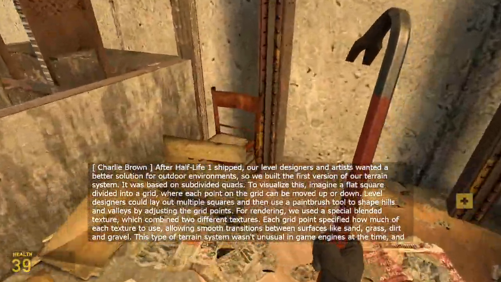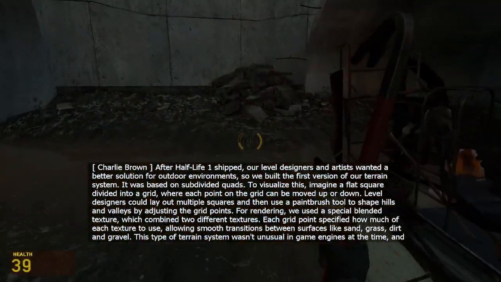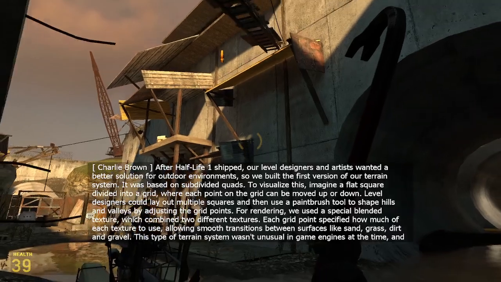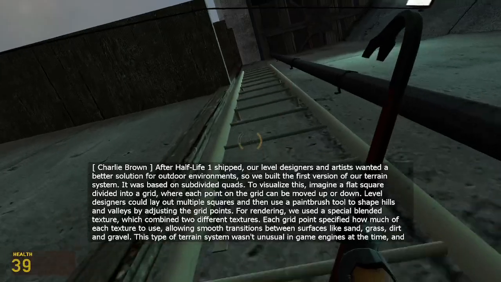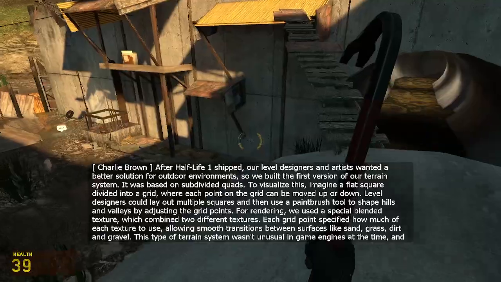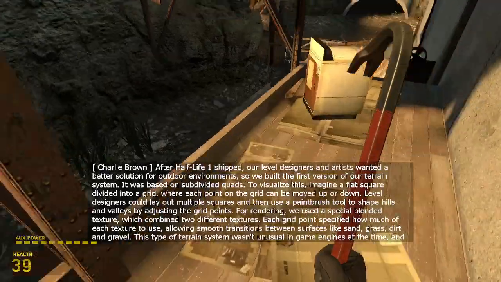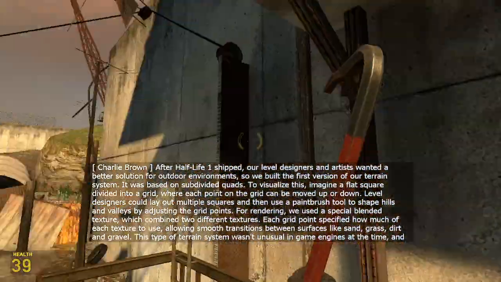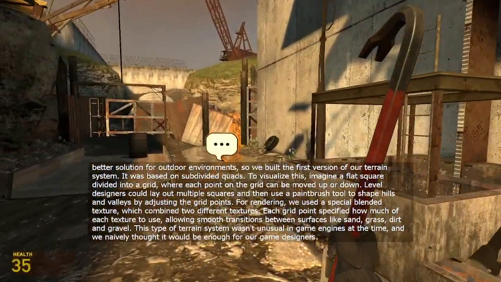Displacements 1. After Half-Life 1 shipped, our level designers and artists wanted a better solution for outdoor environments, so we built the first version of our terrain system. It was based on subdivided quads. To visualize this, imagine a flat square divided into a grid, where each point on the grid can be moved up or down. Level designers could lay out multiple squares and then use a paintbrush tool to shape hills and valleys by adjusting the grid points.